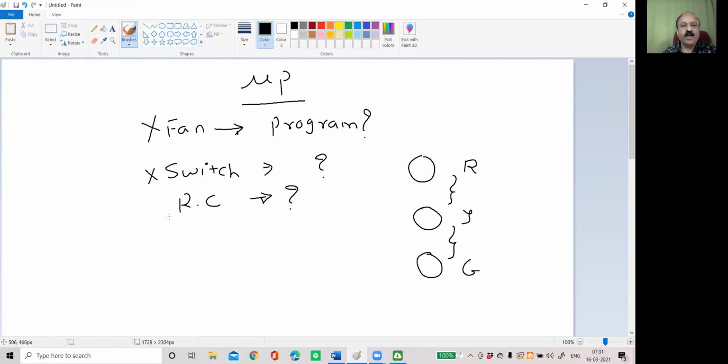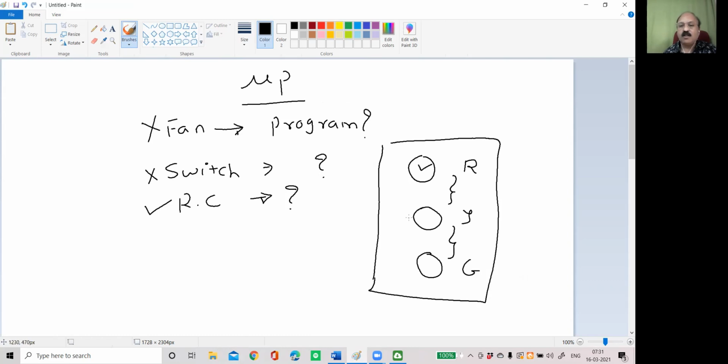A switch doesn't require programming, but a remote control requires programming. This traffic signal requires programming because first the red signal should be on, then there should be some delay for some seconds, then yellow should be on, then again there will be some delay, then green should be on. When red is on, yellow and green should be off. When yellow is on, red and green should be off. When green is on, red and yellow should be off. So it requires programming. So wherever programming is required, a microprocessor is a must.